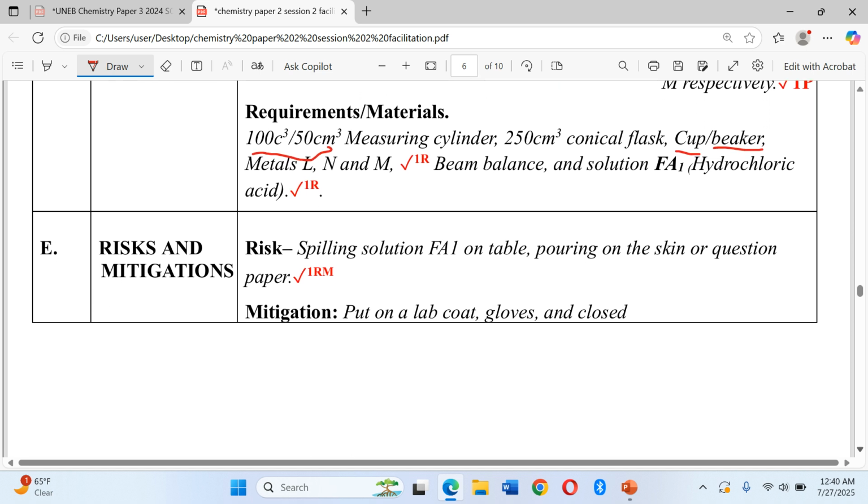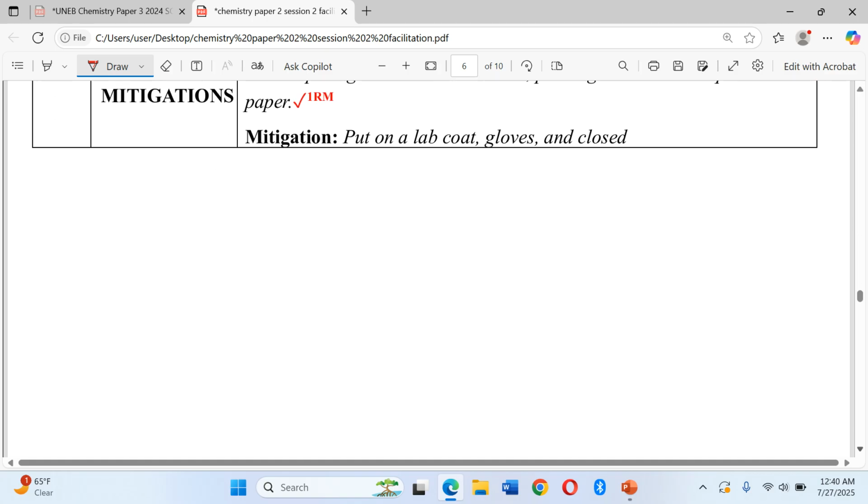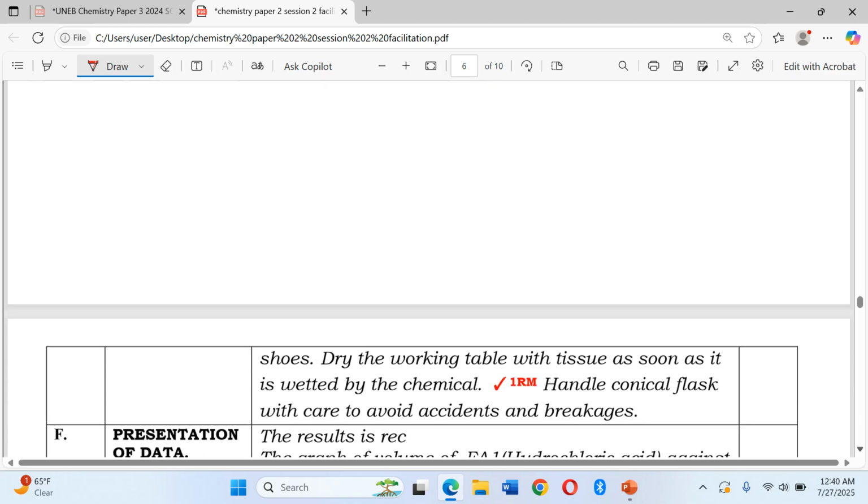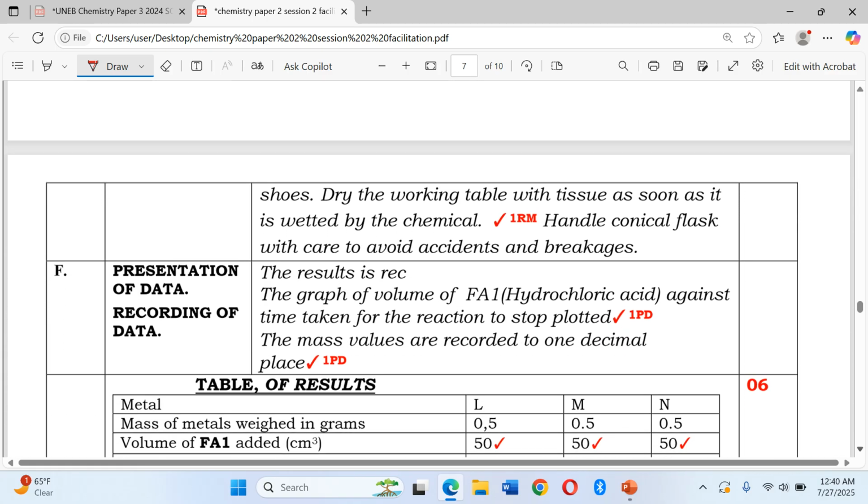What are some of the risks? There is spilling solution Fa1, which is the acid, on the table, or pouring it on the skin or question paper. How do we mitigate that? Put on a lab coat, gloves and closed shoes. So those are the risks and mitigation.